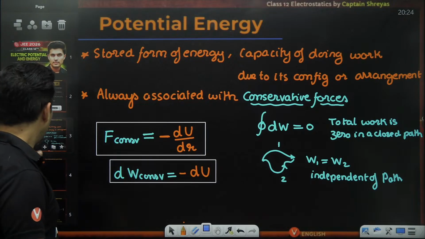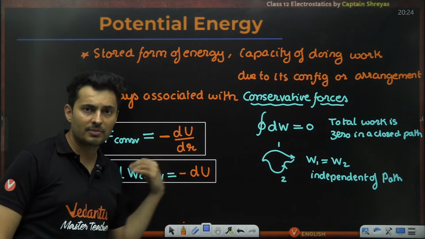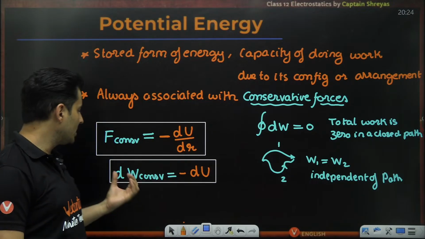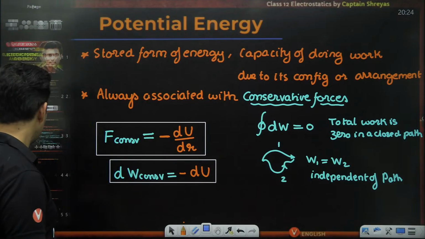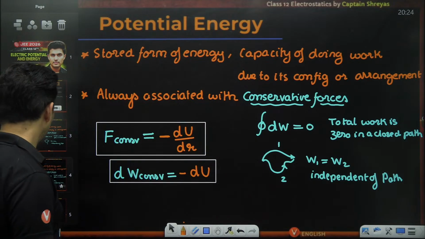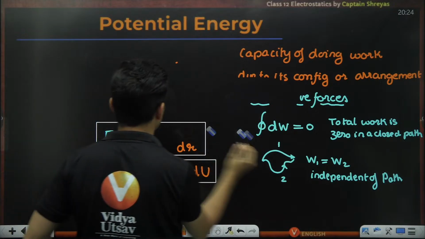Now that we understand that the rate of change of potential energy with respect to displacement is the force, or the negative of the change of the potential energy is the work done by the conservative force, let's proceed ahead. Just to give you an example of this, very, very important.